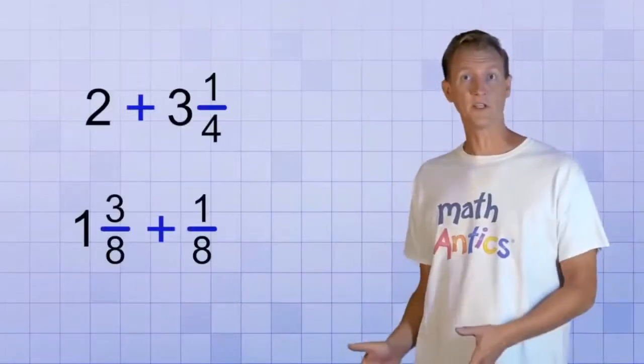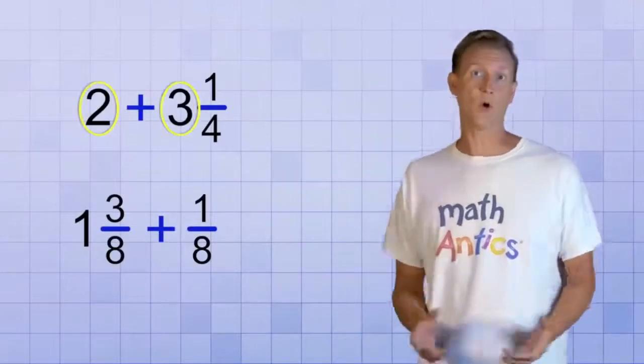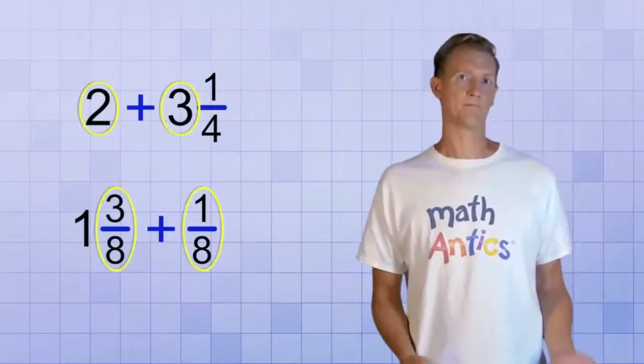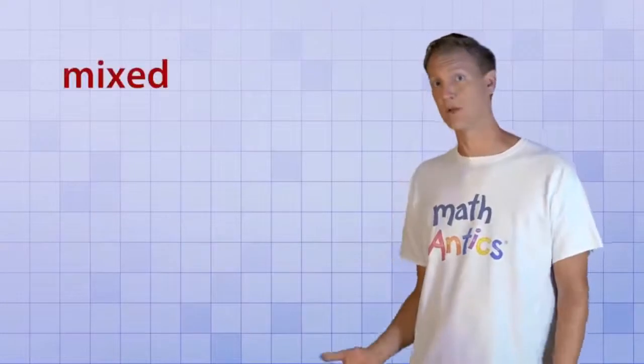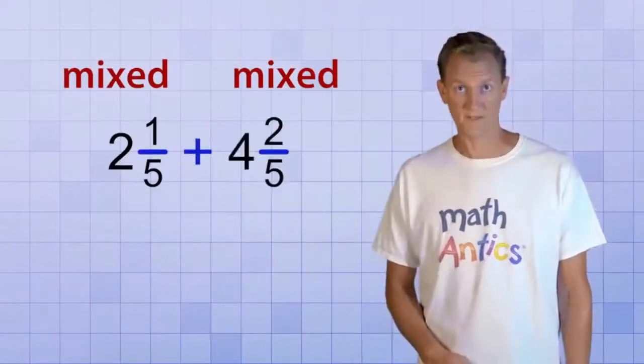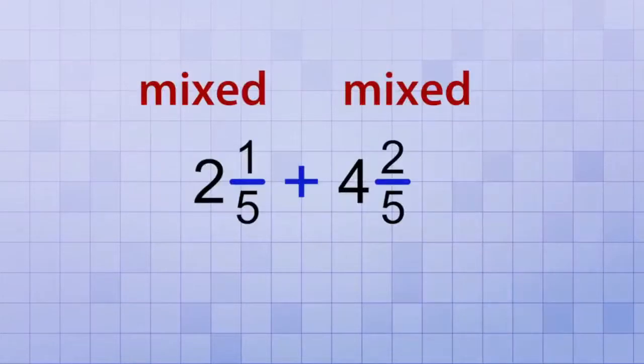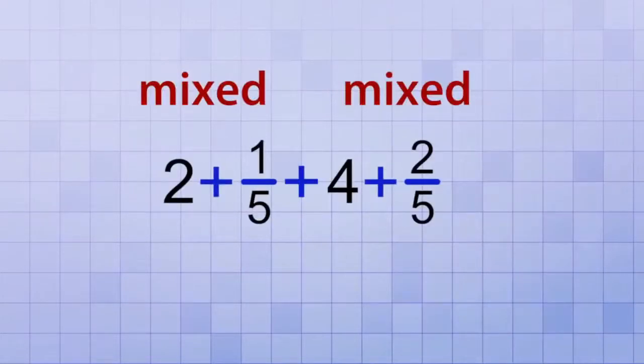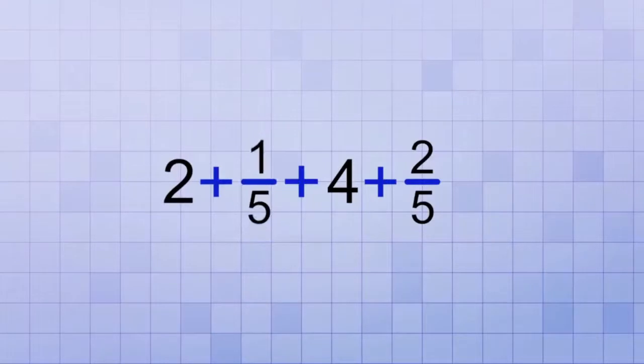Notice that in each of those examples, we just added whole numbers to whole numbers, fractions to fractions. And it works the same way when adding a mixed number to a mixed number, like 2 1/5 plus 4 2/5. Again, let's show our mixed numbers with the plus signs so we can see the real problem. 2 plus 1/5 plus 4 plus 2/5.